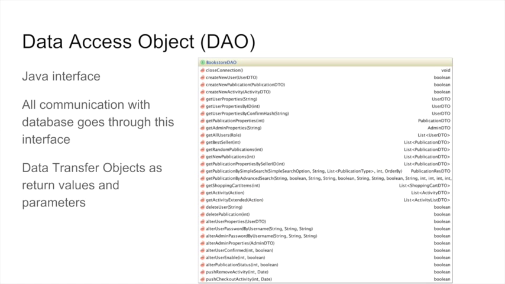And then we move on to DAO, which is our data access object. The data access object is an interface that provides all functions you are allowed to perform against the database in the system. This means that all communication to the database goes through this interface. The DTO we saw on our last slide are used as return values and parameters in this interface.